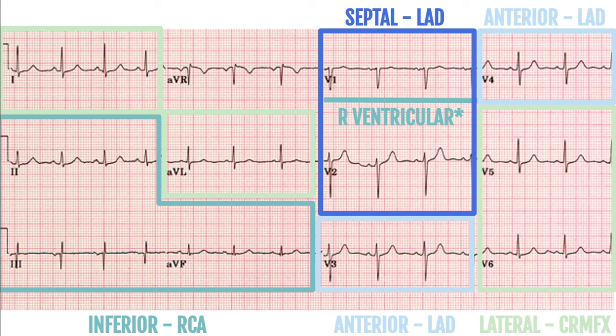And lastly, we will look at 1 and AVL, which is also the lateral wall, but it's just the high lateral wall. Again, we are not cardiologists here. We are going to group all of the lateral leads together. And for the purposes of the CCRN, we really don't need to worry about the AVR lead.